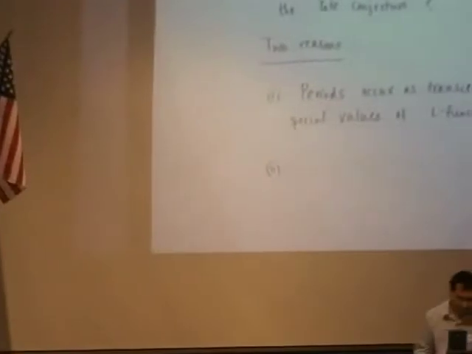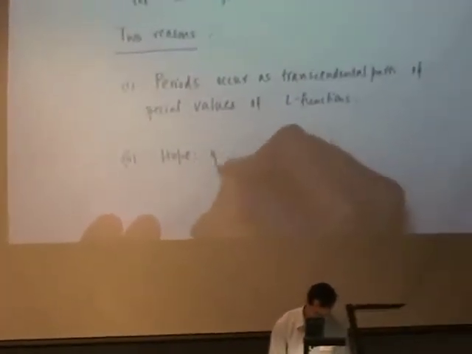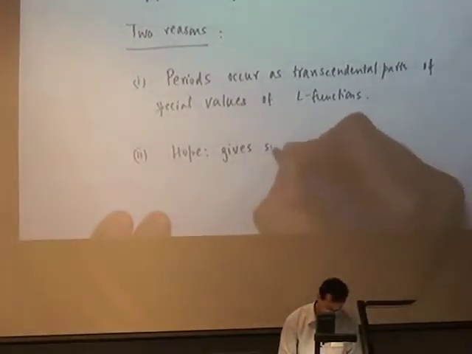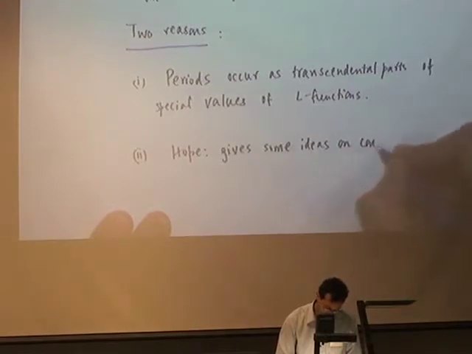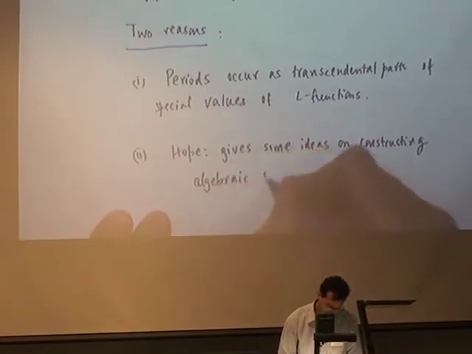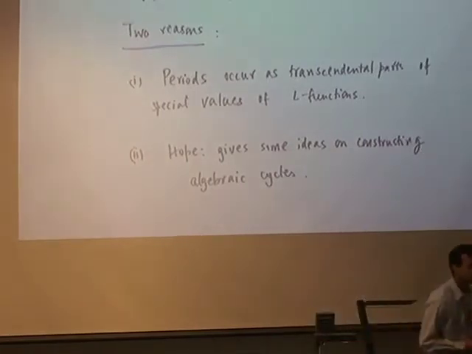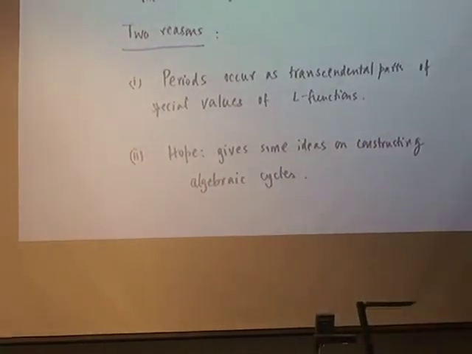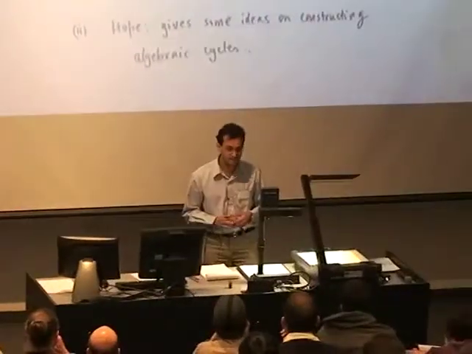The other reason is one might hope, so this is just hope, that this gives some ideas on constructing algebraic cycles. So maybe this is naive, but for me this is a hope that if you try to prove some of these period relations, you may get ideas on how to actually construct the underlying algebraic cycles to prove the Tate conjecture in these cases. Okay.